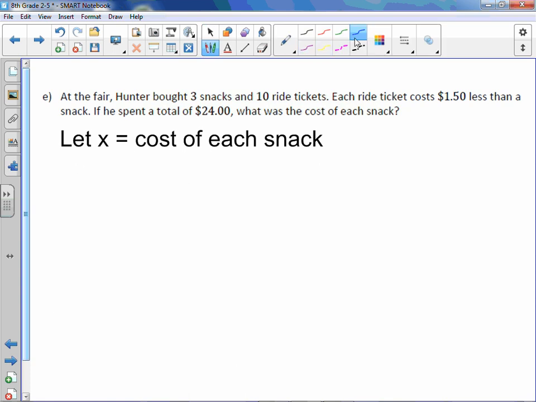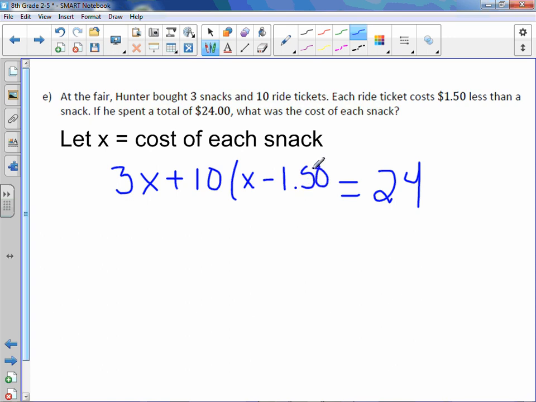Well, we know the total is 24. So I'm going to start with equals 24. We also don't know how much the snacks were. So he bought 3 snacks times the price. In addition to that, he bought 10 tickets. But what we know about tickets is that they're $1.50 less than each snack. So we would take the cost of the snack, which is x, minus that $1.50. And that would be in parentheses because that quantity is multiplied by each of the ride tickets. And from here we can solve.